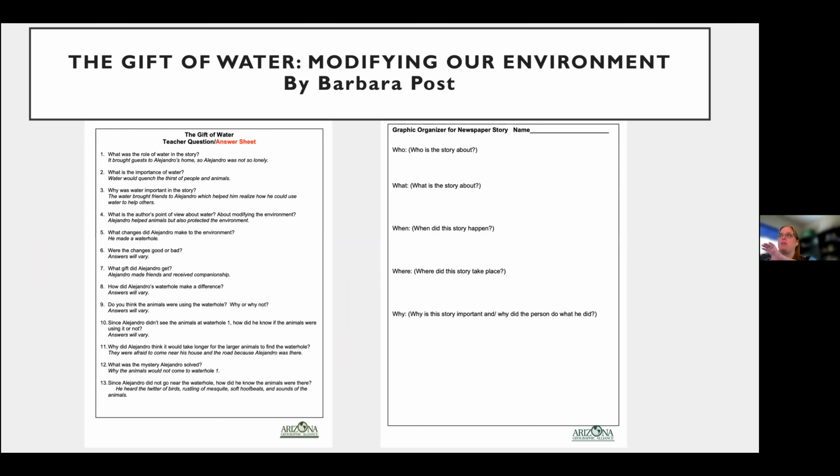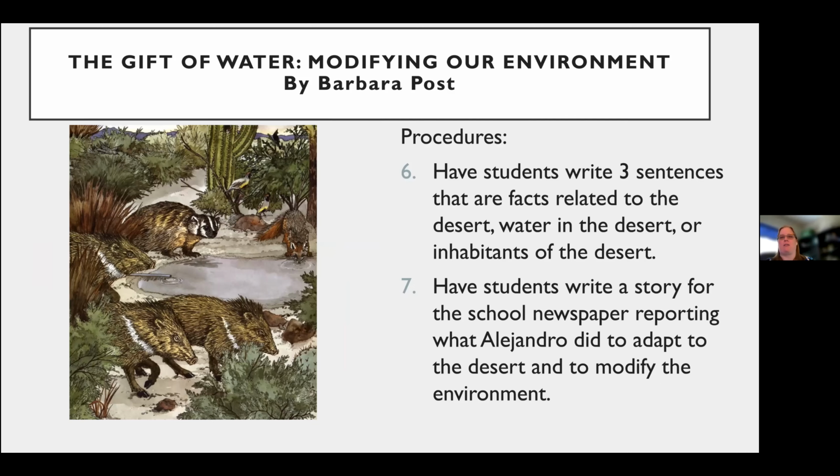And then they're going to look at 2 things where they're going to draw a mural for this book as a class. And they're going to write 3 sentences to describe what's happening and do that school newspaper reporting where they report out what Alejandro has done. It would be a news story: he built this place for animals to come to get water. And they learn, okay, how do I modify that environment? How do I change that?